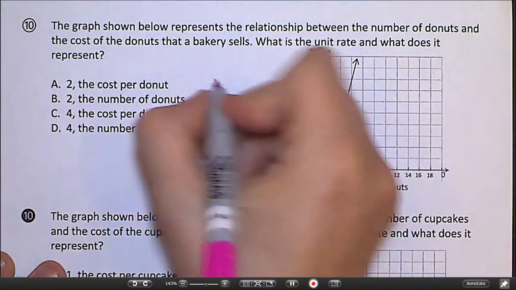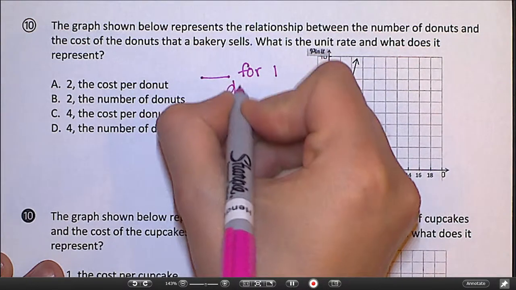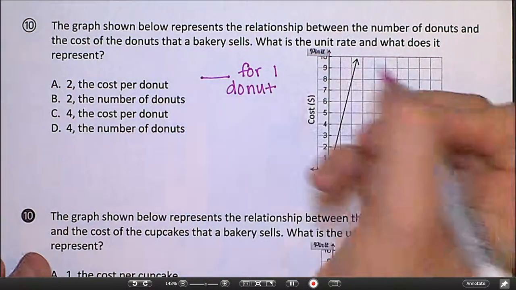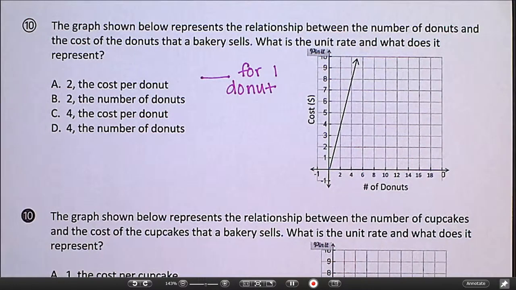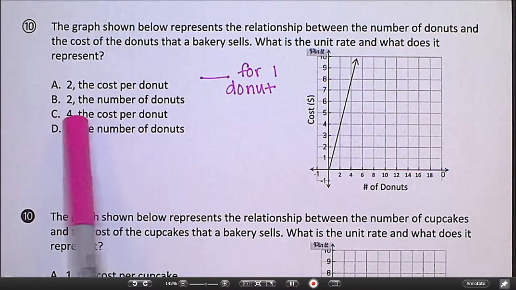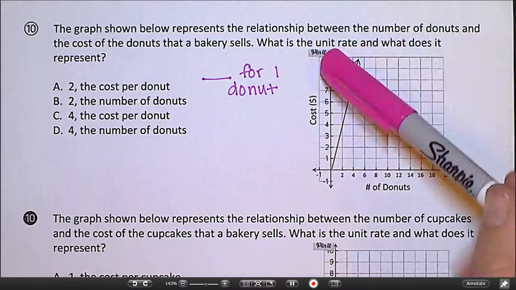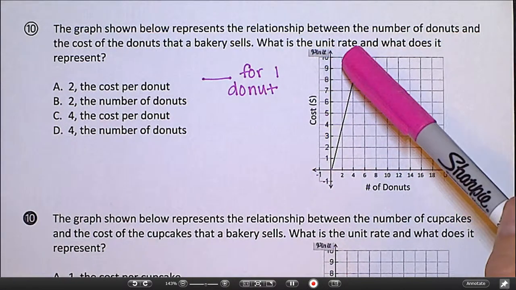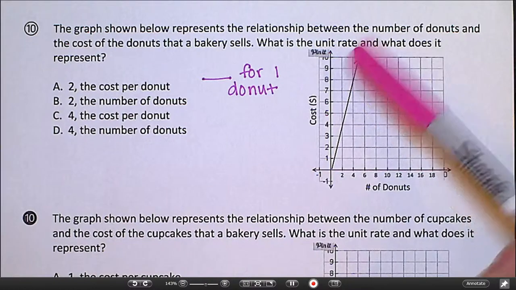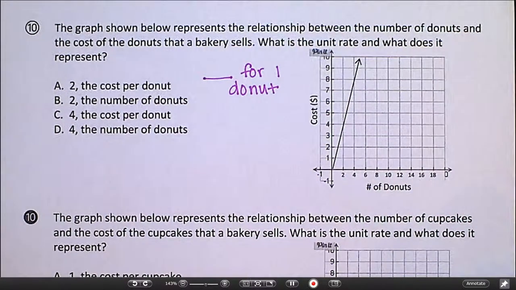So I'm going to write blank for one donut. And then what does it represent? Oh, actually that answers that question. The cost per donut. It's not the number of donuts. Okay, so the unit rate means per one or for one donut. It wouldn't make sense to say how many donuts for one cost, but it does make sense to say how much for one donut. That's what you would be asking when you go into the store.